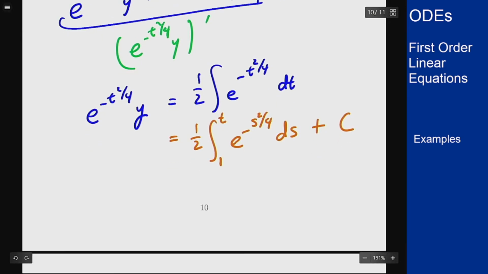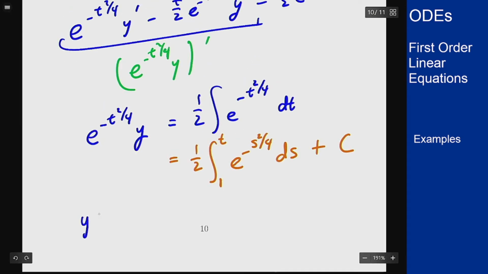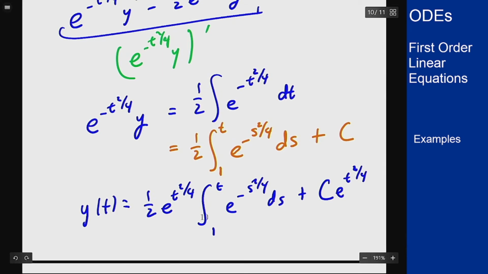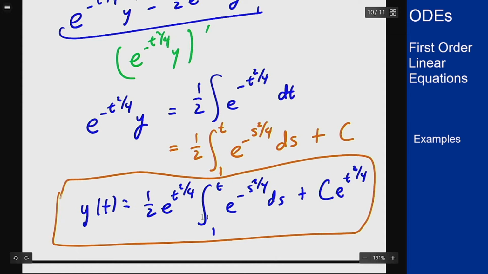And now I can, as normal, solve for y. So y of t will be 1/2 e to the t squared over 4, because I'm multiplying both sides by e to the t squared over 4, times the integral from 1 up to t of e to the minus s squared over 4 ds, and then plus c times e to the t squared over 4. And that works for a general solution. It still involves an integral, but it is an explicit form solution for this problem.